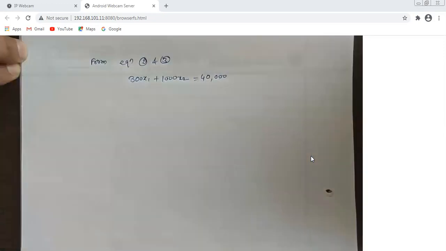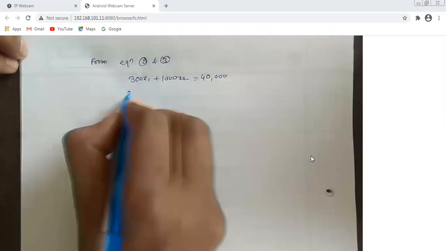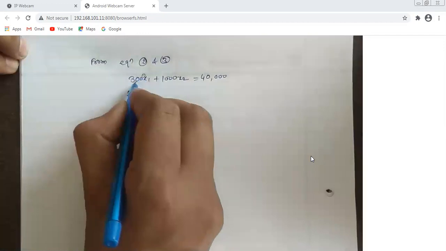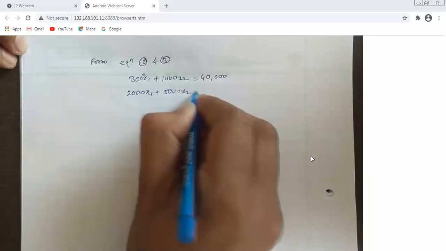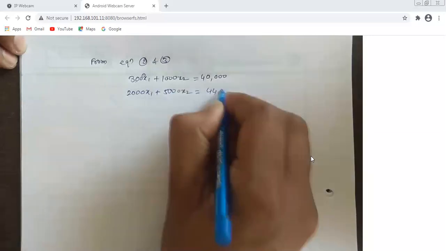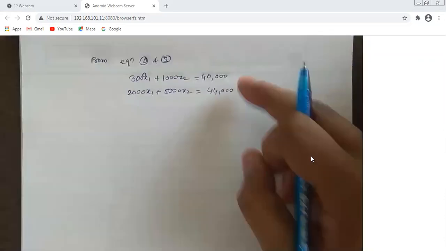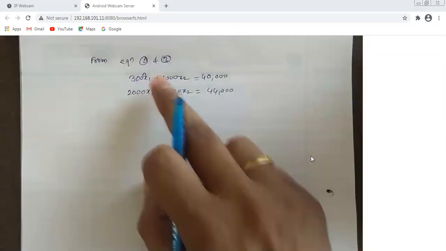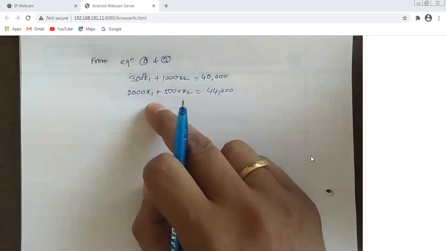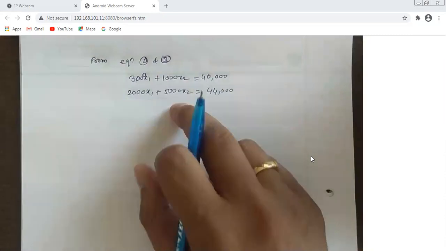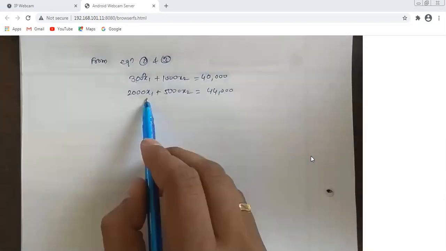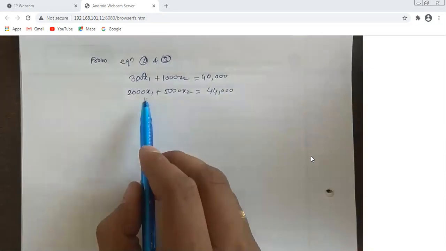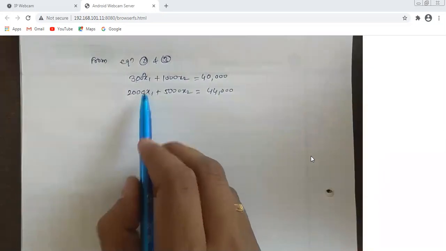What is equation number 3? That is 2000 x1 plus 5000 x2 is equal to 44,000. Now we have to solve these two simultaneous equations, then we'll get x1 and x2. How can we solve? First of all, before solving, we have to make any one variable the same, or we can say we have to make the coefficient of any variable the same.